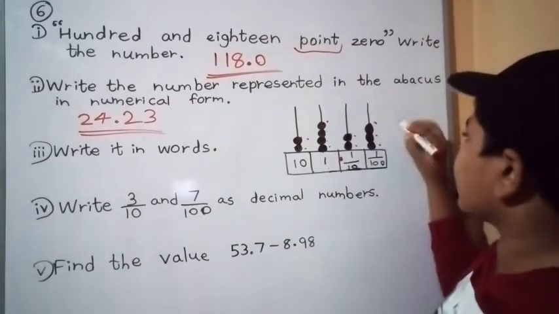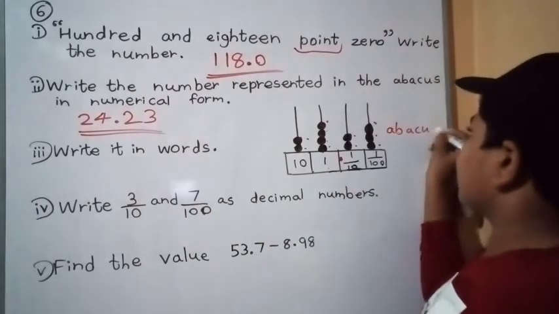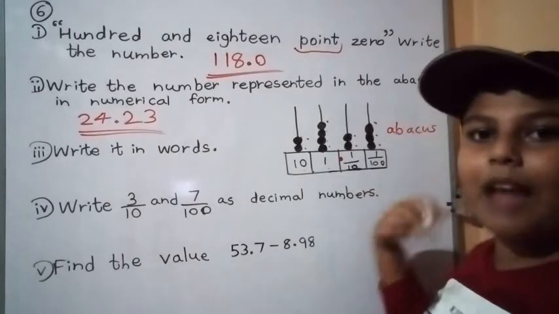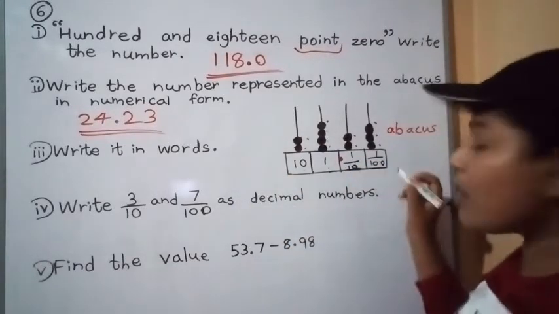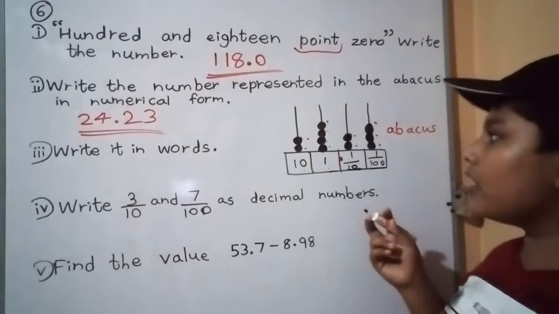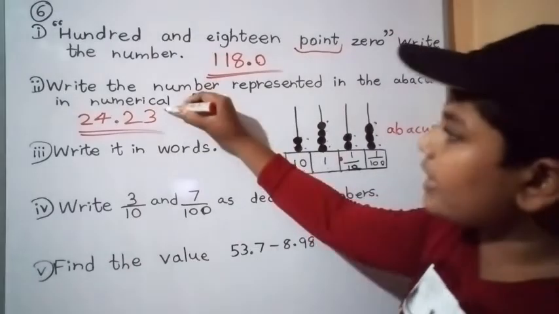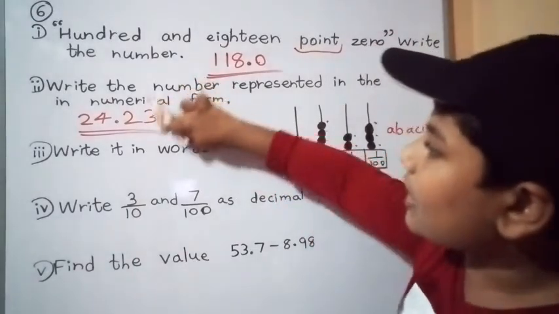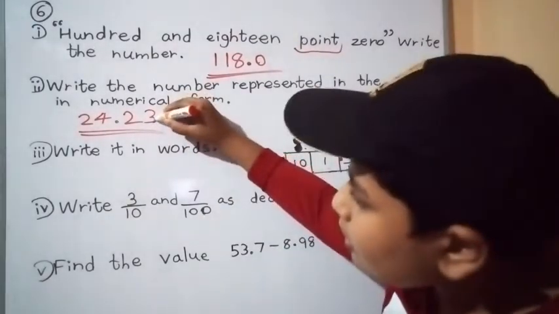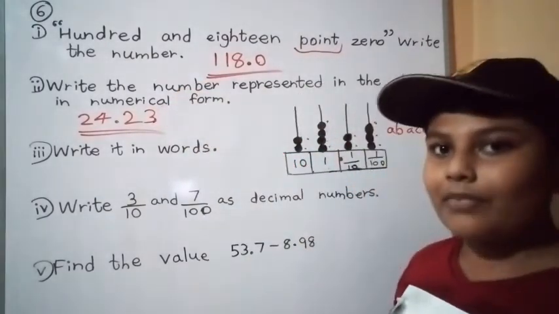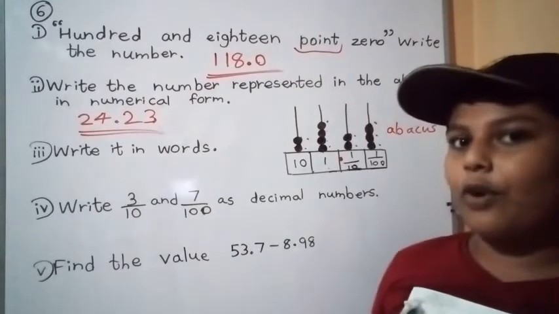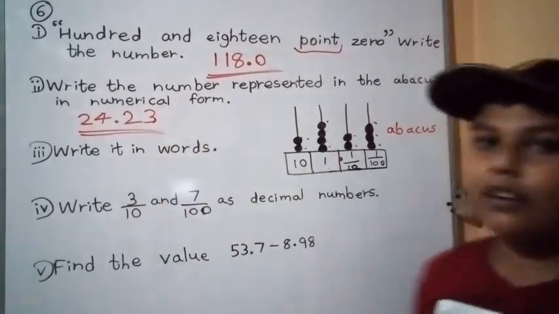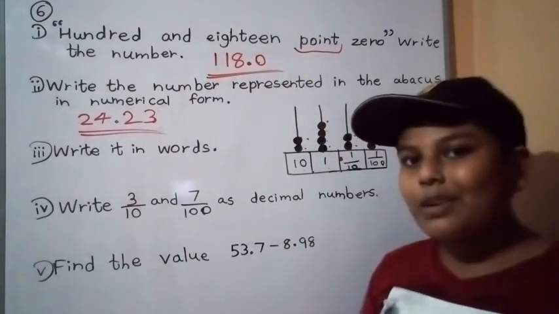This is the abacus. Now this abacus gives us like this. Now they have 1,000 also. Now you want to add another 5 there. I think the 1000 has 5. You can add 5 there, right? Like that. The number represented in numerical form you can get like this from the abacus.